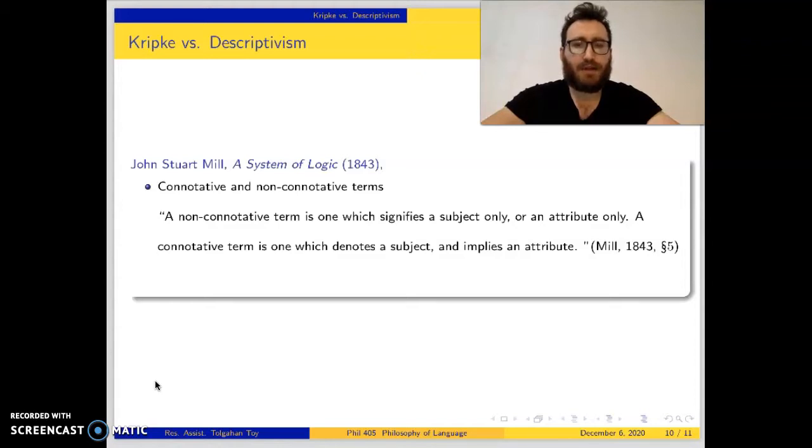On the other hand, a connotative term is one which denotes a subject, just as a non-connotative term, plus it implies an attribute. So a connotative term has a connotation in addition to its denotation. A non-connotative term has only a denotation, but a connotative term has a denotation plus a connotation.